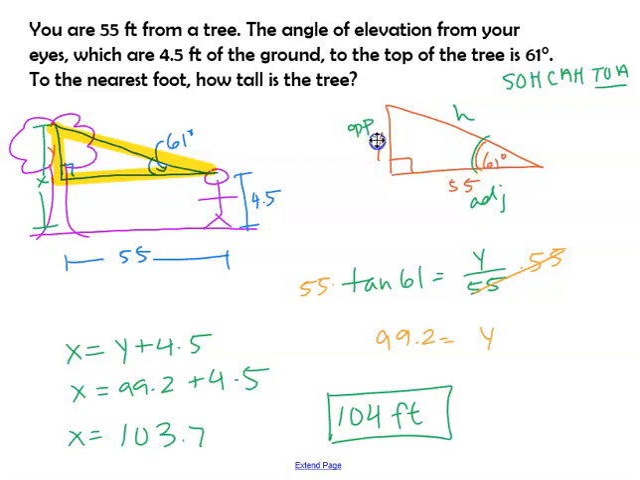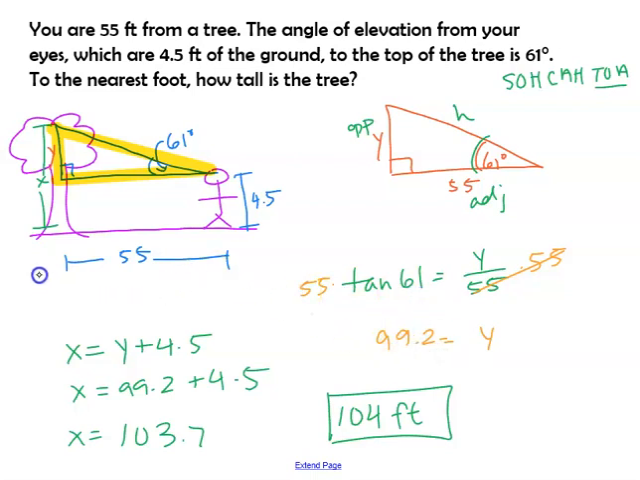So that's going to be the opposite and adjacent side, which leads us to tangent. So the tangent of 61 equals y over 55. Multiply both sides by 55 to isolate the variable. And then when you put this into the calculator, you'll get 99.2.